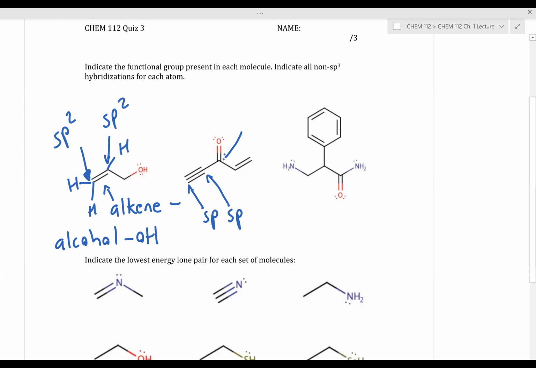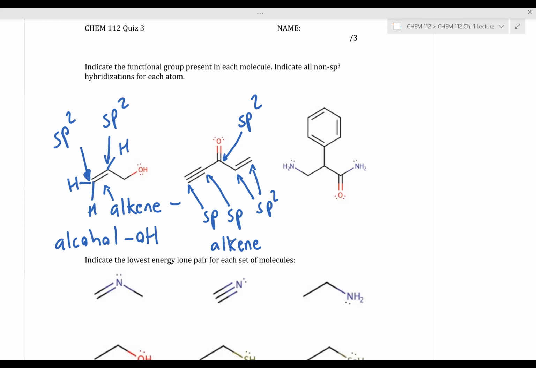Okay, what about the carbonyl carbon? What's the hybridization of that carbon with a total of 3 sigma bonds? sp2, exactly. And then finally, have we dealt with an alkene before? Yes. So what's the hybridization of these two alkene carbons? sp2, exactly. So now to list out our functional groups, we have an alkene, which is our carbon-carbon double bond.